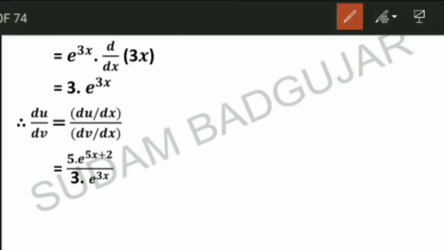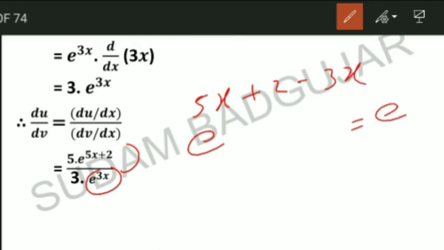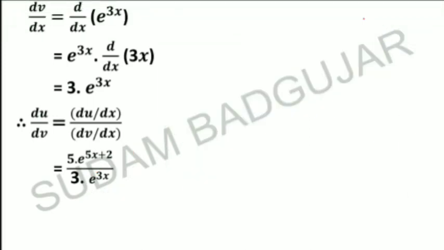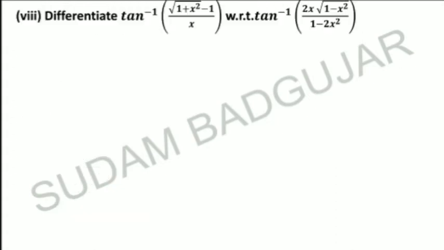Now this 3 e raised to 3x, transfer this side, that is nothing but e raised to 5x plus 2, this becomes minus 3x, and that is nothing but e raised to 2x plus 2. So 5 by 3 into e raised to 2x plus 2, that is the final answer. It's very simple, you just have to apply laws of indices here for the simplifying step.